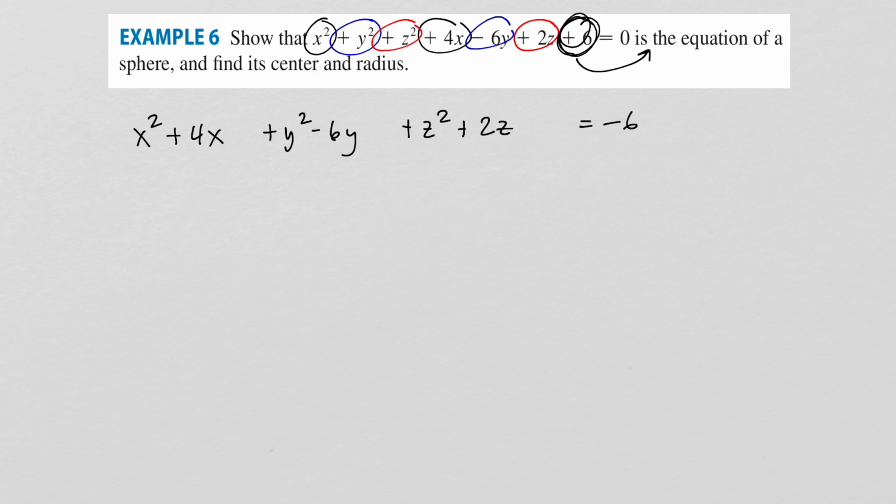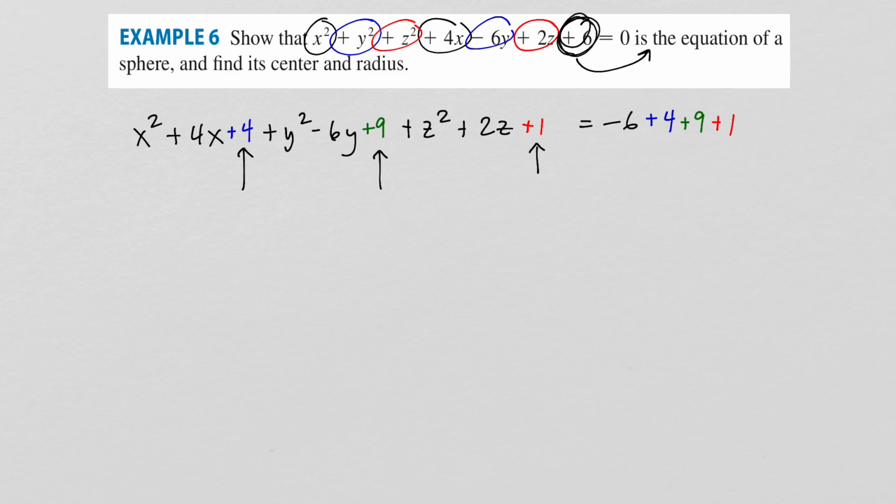Now the reason I'm doing this is because the next step here is going to be completing the square. So to complete the square here, I need to add 4. And if I do that there, I need to add 4 to the other side as well. Next, to complete the square here, I need to add 9. And we'll add 9 to the other side as well. And finally, to complete the square here, I need to add 1. And that means I need to add 1 to the other side.